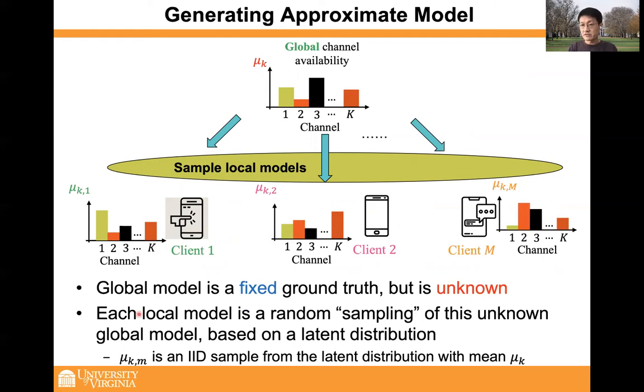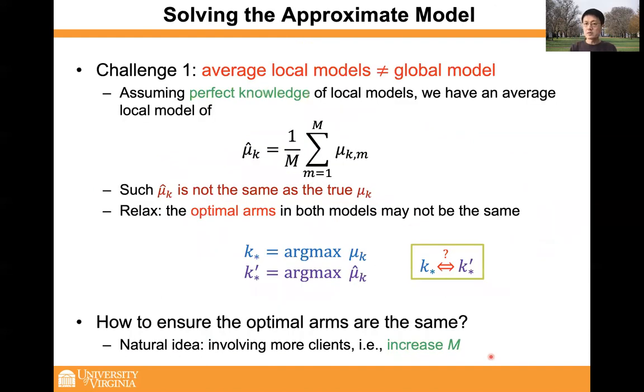So the global model is really a fixed ground truth, but it's unknown. And the local model is a random sampling of this unknown global model based on a latent distribution. So basically, as I said, mu_km is an IID sample from a latent distribution with mean mu_k. All right. So this is the approximate model. And how do you solve this approximate model?